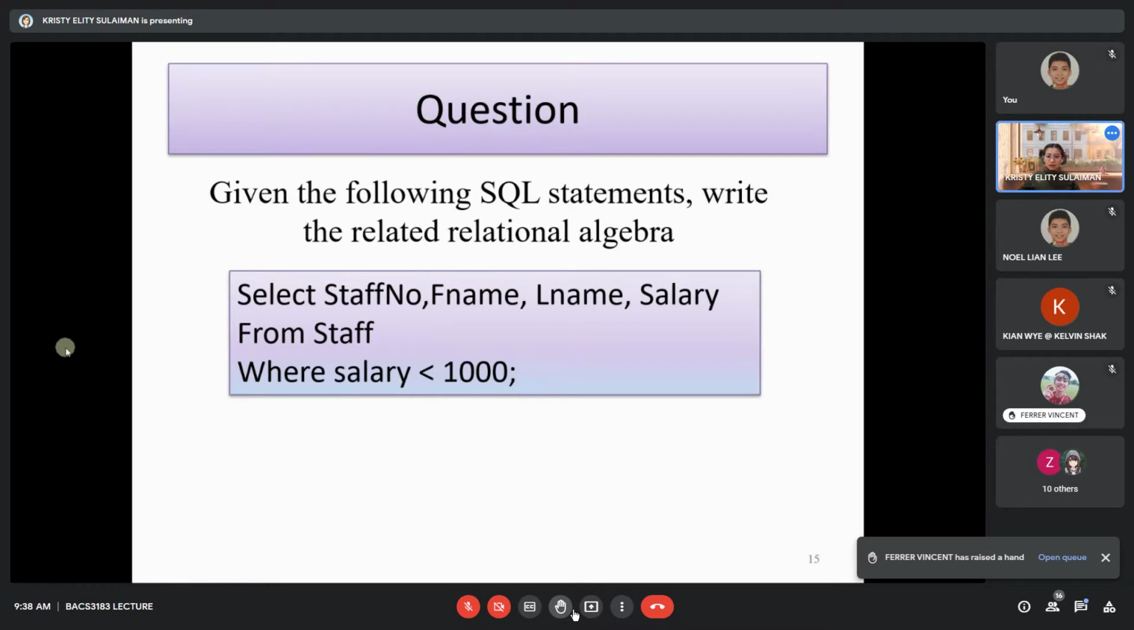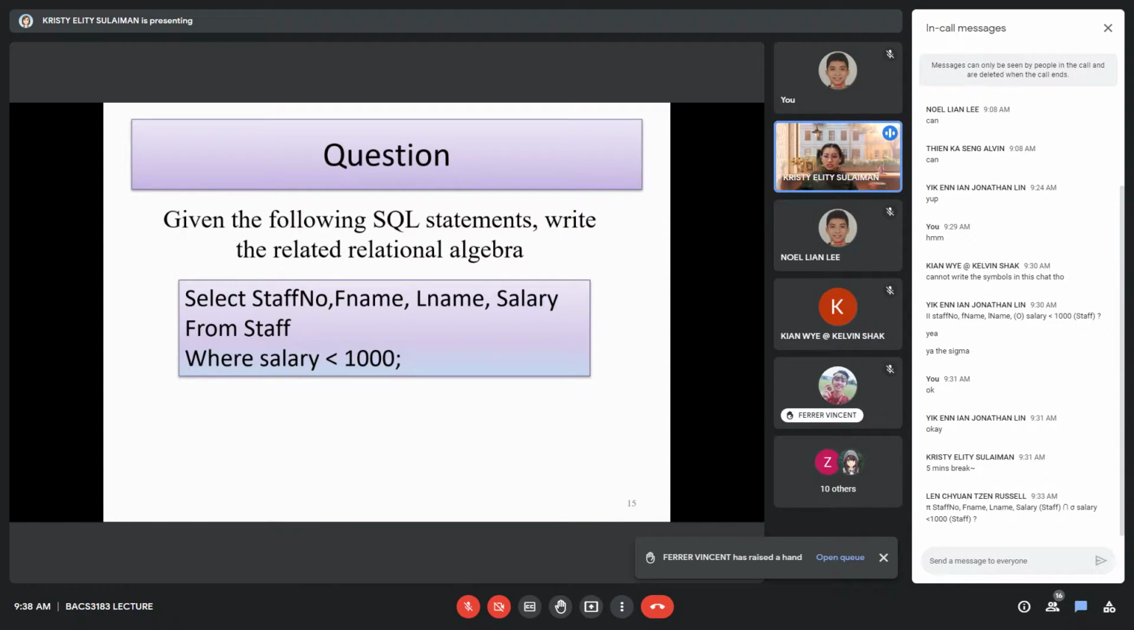Russell has given the answer. So projection, sorry, selection, right? Projection, stock number: you show the attributes of stock number, the first name, the last name, the salary, referring to the staff table, and then you union it with a sigma, the selection of salary less than 1,000, referring to the staff table, right? So thank you, Russell, for your answer.